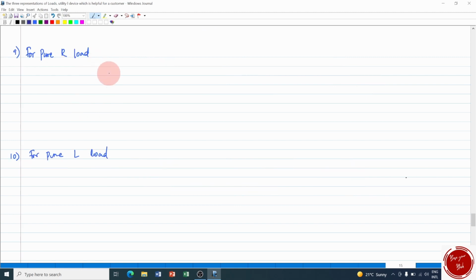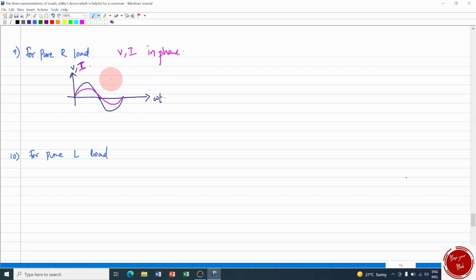Now let's have the four representations, the graphical and numerical representations, for a pure R load. The graphical representation is, I'm going to combine this voltage and current wave, V and I, on the same x-axis. If this is the voltage waveform, then the current waveform will also follow the pattern of voltage, but with different heights, different peaks. This indicates current and blue indicates voltage. So this indicates that for a pure R load, V and I are in phase. This is the graphical representation.